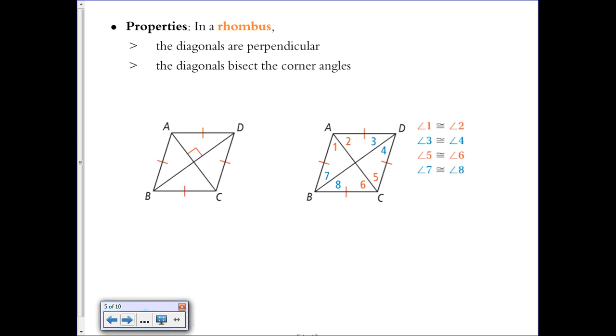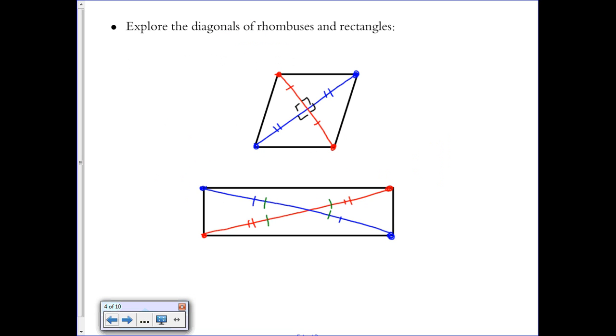So in a rhombus, and let's just write these down a little bit more mathematically. In a rhombus, the diagonals are perpendicular. That's the math word for forming 90-degree angles. And the diagonals bisect the corner angles. Oh, I forgot to mention this on the previous slide. If you were to go back a slide and look at where we drew that sketch, these angles have also been cut in half. I did not mention that.